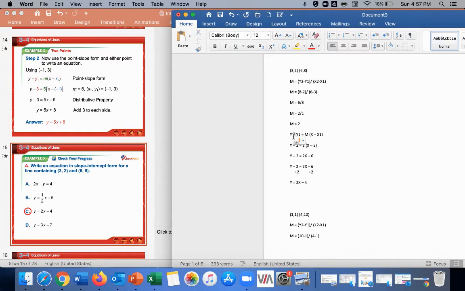Then I put it in point slope form: y minus y1 equals m times x minus x1. So y minus 2 equals 2 times (x minus 3). Distributed, y minus 2 equals 2x minus 6. And then added 2 to both sides, y equals 2x minus 4. All right.